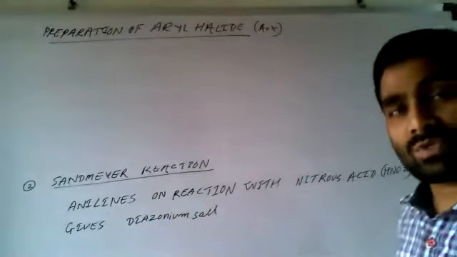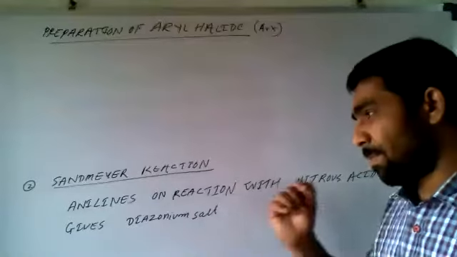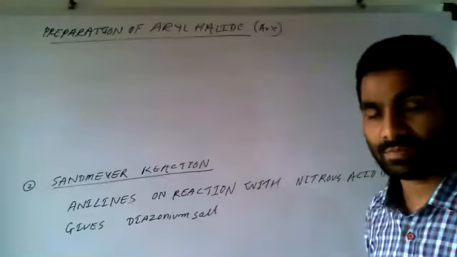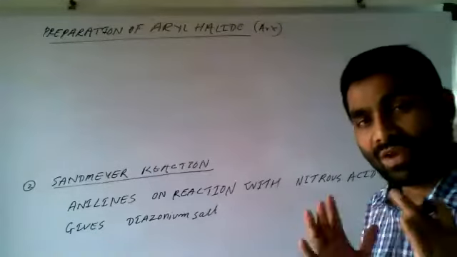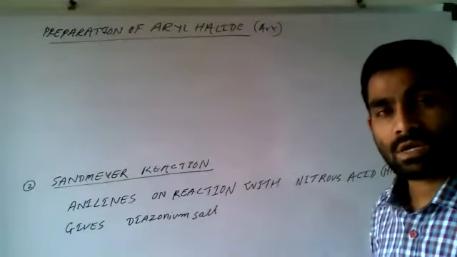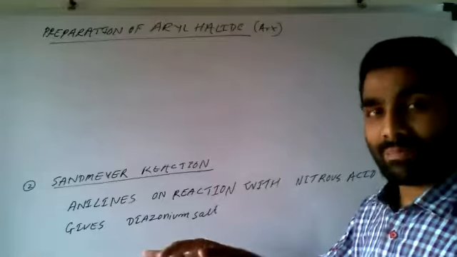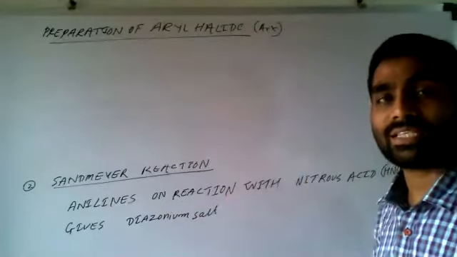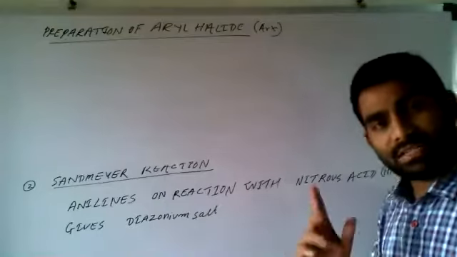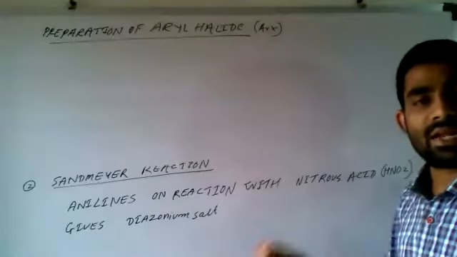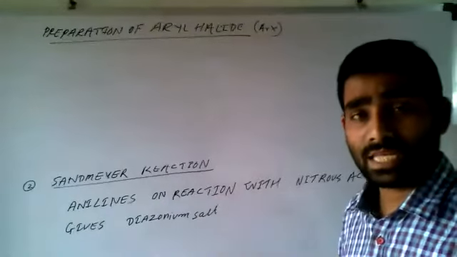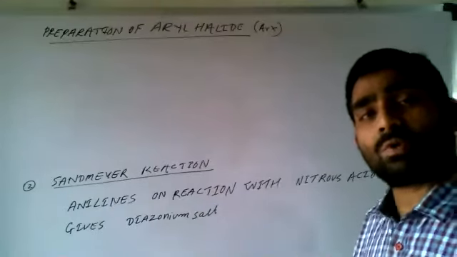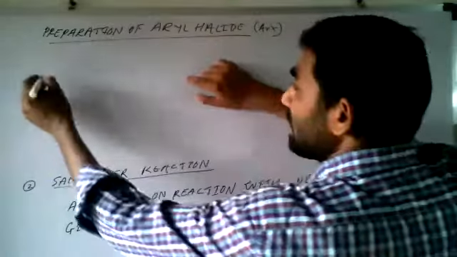And this diazonium salt formation by the action of nitrous acid on aniline is called the Sandmeyer reaction. Formation of diazonium salt from anilines or any primary aromatic amine by the action of nitrous acid is called the Sandmeyer reaction. And on that diazonium salt, if you add CuCl, it gives you chlorobenzene. If you add CuBr, it gives you bromobenzene. We will see an example now.